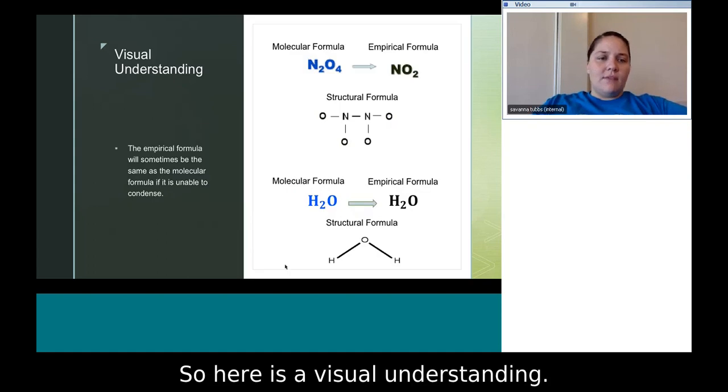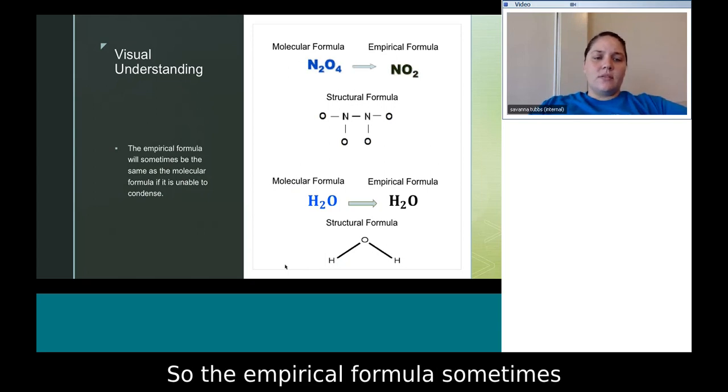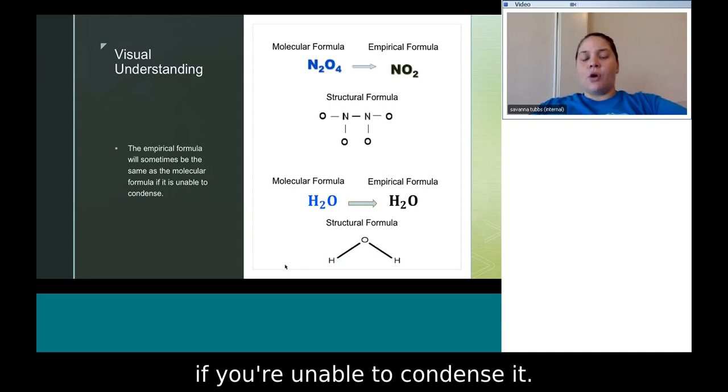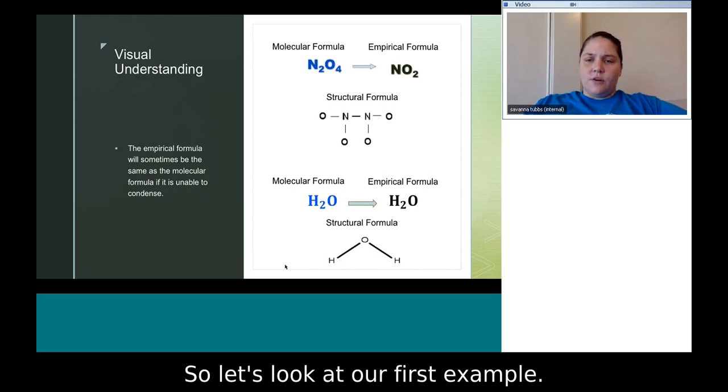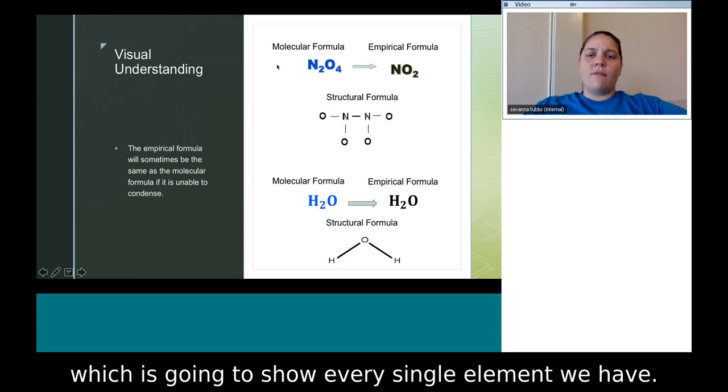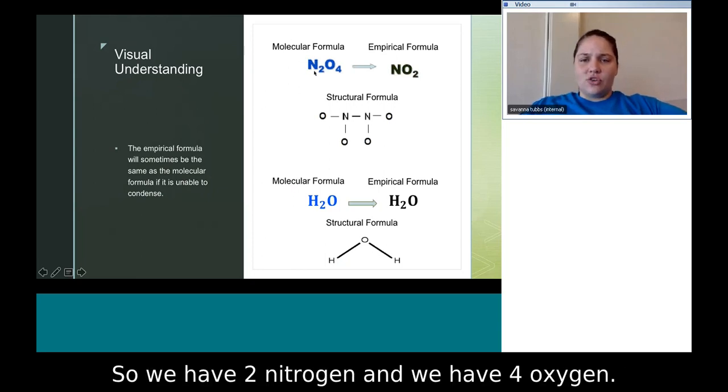So here is a visual understanding. So the empirical formula will sometimes be the same as the molecular formula if you're unable to condense it. So let's look at our first example. So we have our molecular formula, which is going to show every single element we have. So we have 2 nitrogens and we have 4 oxygens.